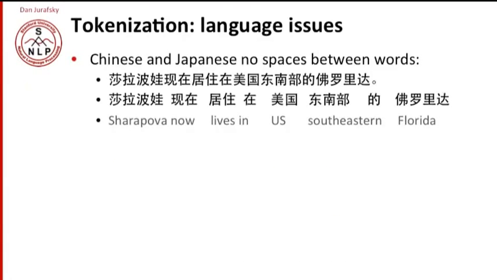In Chinese and Japanese, we have a different problem. There's no spaces at all between the words. Here we've shown you the original Chinese sentence, and now here's the sentence segmented out. So here's Sharapova now lives in US and so on. So in English, we segment out. In Chinese, we don't. So if we want to do natural language processing on Chinese, for any applications, we need to break things up into words. And so we'll need some way of doing that.